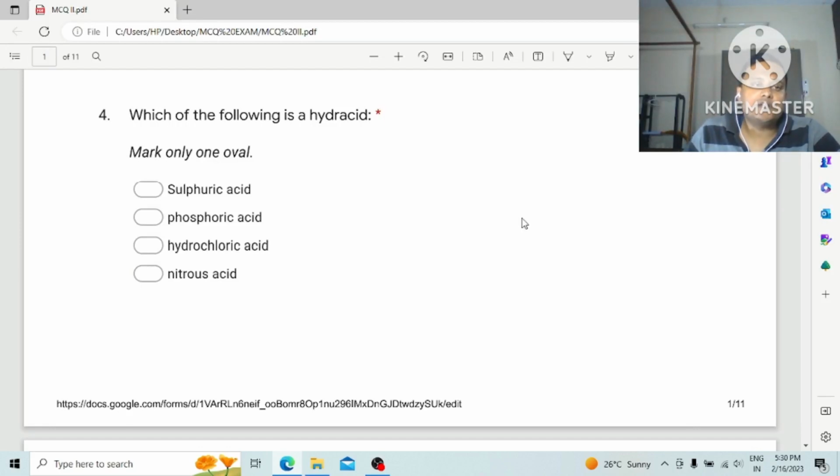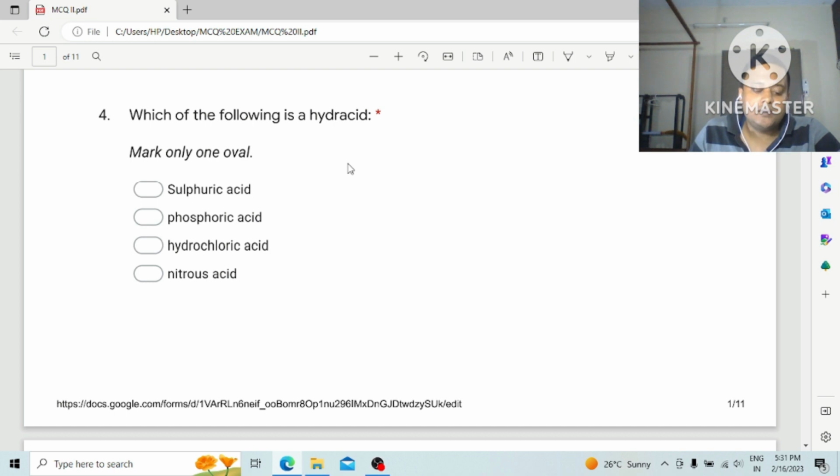Today mainly we will discuss MCQs based on the acid, base and salt chapter of class 10 ICSE chemistry. First one: which of the following is a hydracid? Now, the classification of acids is very important for your board exam, so try to remember that classification.